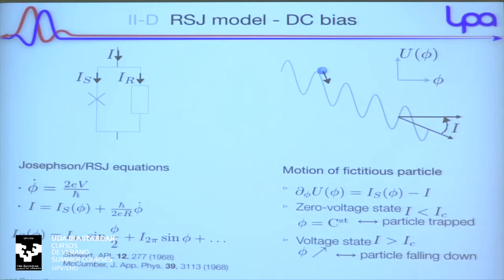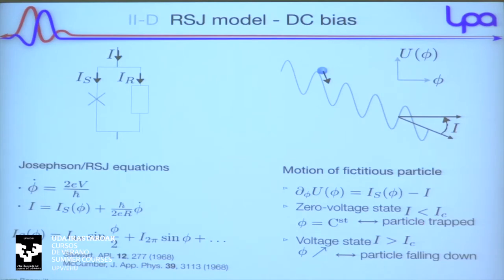Then you can simply understand the IV curve of a Josephson junction again. If the tilt is too small, if your bias is too small, then the particle will be trapped in one of the minima. If the particle is trapped, then the phase is constant, then d phi dt is zero, and then V equals zero. So this is the supercurrent. I told you at the beginning of this lecture, when phi is constant, V equals zero. This is something you can find again in this picture. Now if you apply a stronger tilt, then at some point the particle will be able to fall down. And if the particle falls down, then phi increases, which means that there's a finite voltage. And this corresponds to a tilt that is bigger than a critical tilt, which is the critical current.